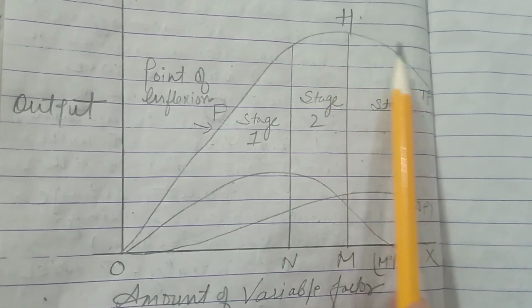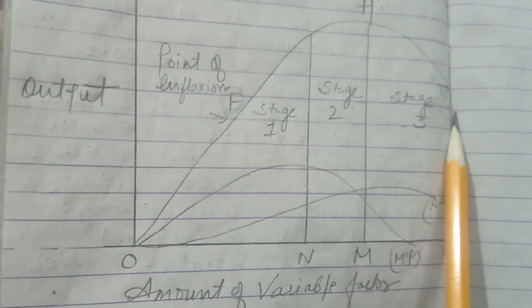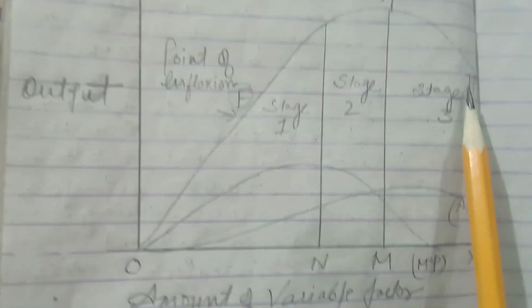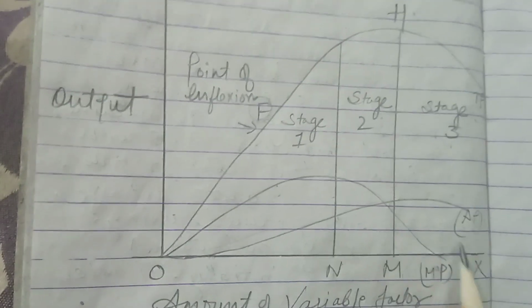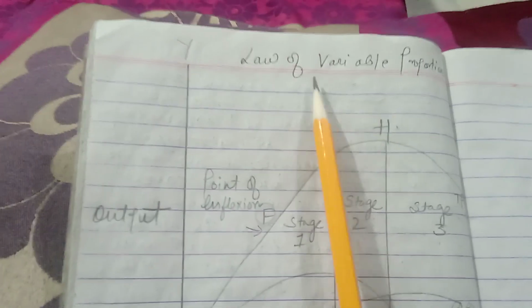Now, negative returns, as you can see, in this stage, TP is declining, MP is negative, and AP is also diminishing. Okay. In short, TP, MP and AP, all three are in negative form. So, this law is known as the law of variable proportion.